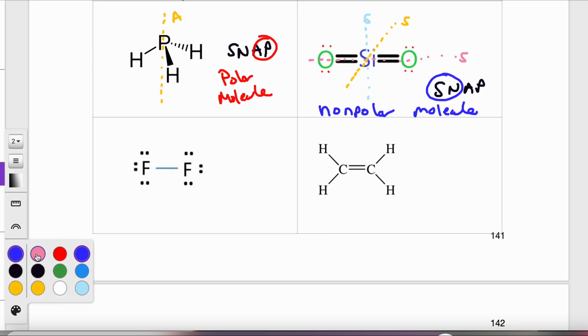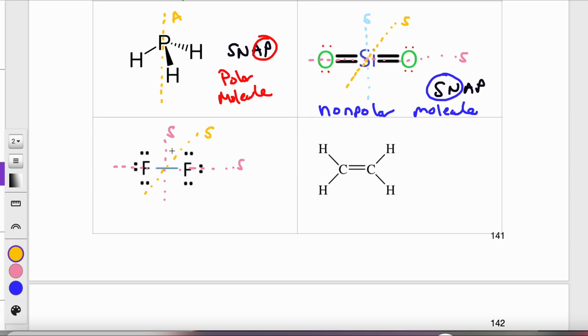Let's take a look at a couple more examples. This molecule that contains the fluorines. Comparing the left side to the right side, symmetrical. Cutting it through the x-plane, what is above seems to match what is below, symmetrical. And then cutting this through the z-axis, what I see in the upper left compared to the lower right seems to be a mirror image, symmetrical. So I would refer to this as a nonpolar molecule.